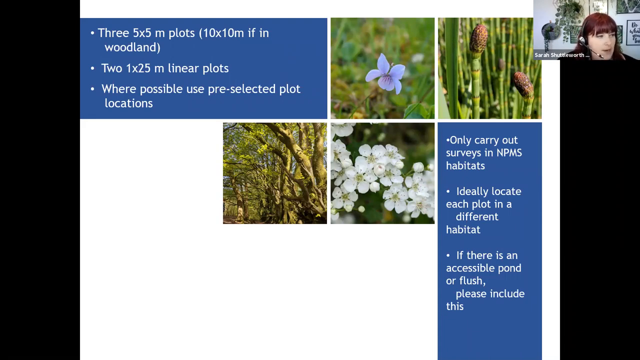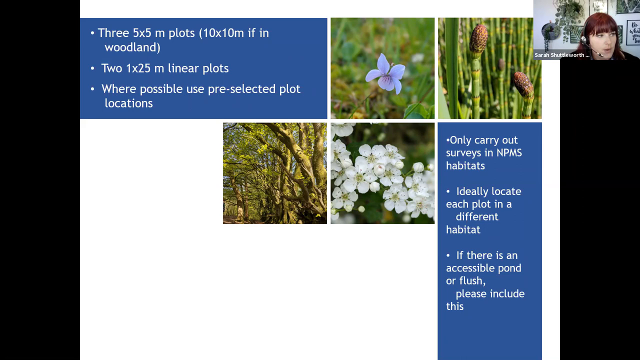Surveys should really only be carried out in NPMS habitats, and ideally each plot should be located in a different habitat. This is, however, difficult if A, your square has no apparent NPMS habitat on it, which I've seen lots of squares like that, or B, the whole square is only one NPMS habitat type. In these cases, firstly, the mapping data used to generate where NPMS habitat data is can be inaccurate and not give a true representation of what is on the ground. Therefore, don't assume that there isn't any, or this is why the square recce is so useful, as you can go and see on the ground.